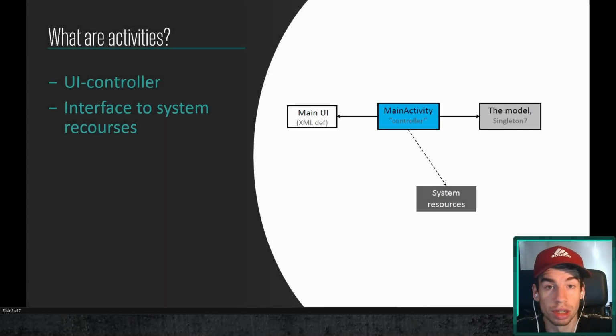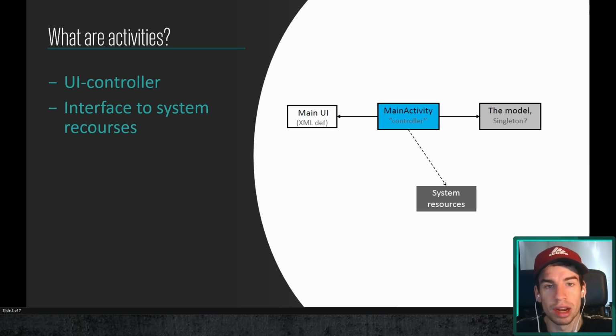So the first question that we need to address is, what are activities? Well, the model on the right here displays it pretty well. Activities are like the middle of our application. They control the user interface, they control the data they get from a model, and they might form the interface to the system resources.